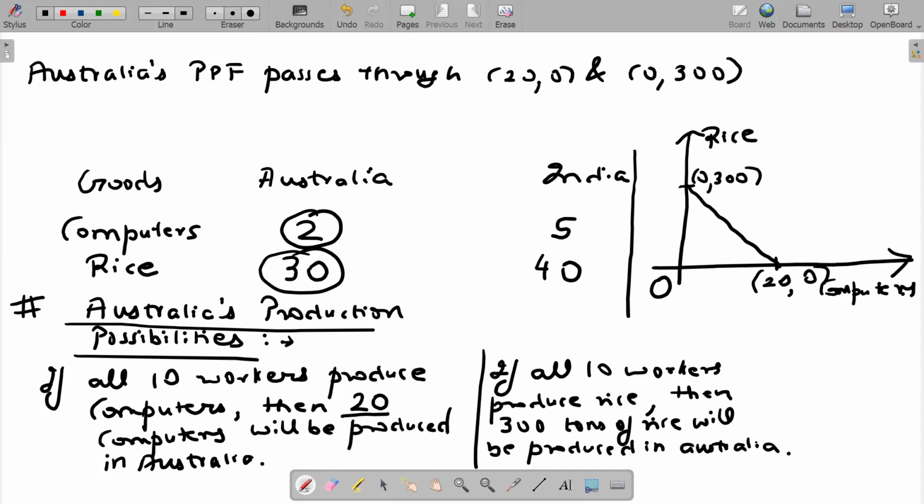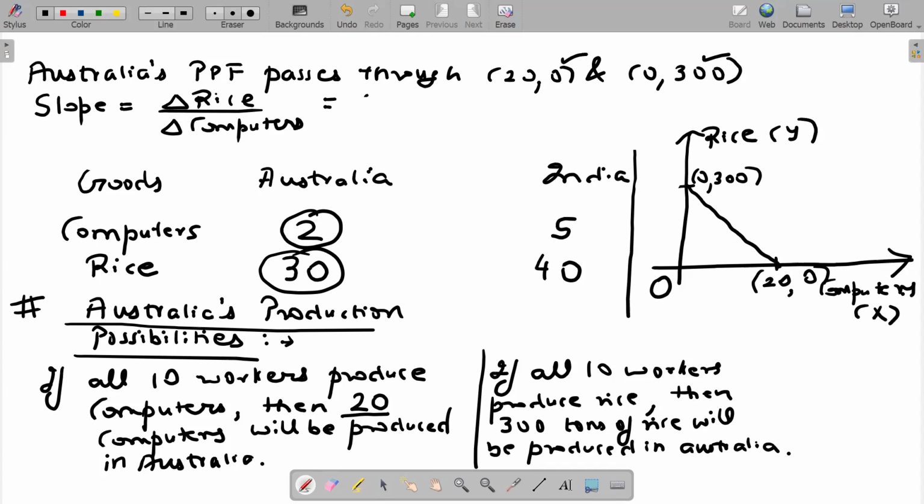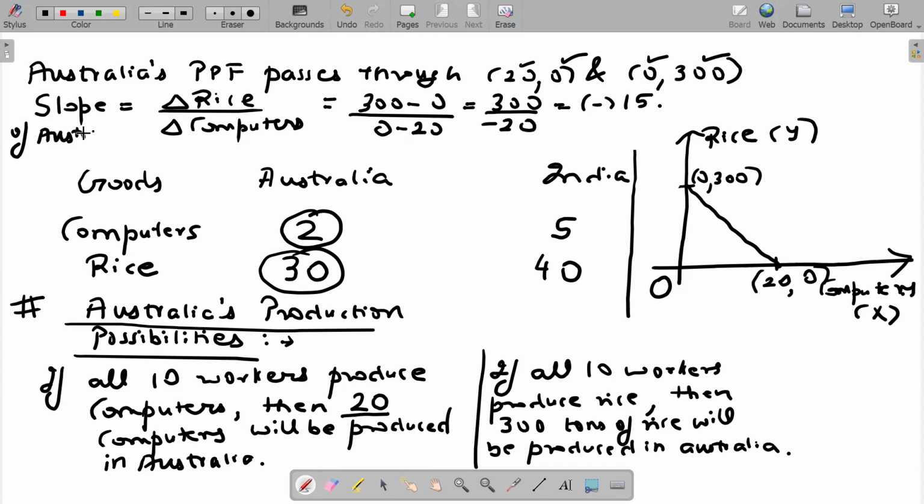How do I find the slope given 2 points on a straight line? Slope is nothing but change in rice over change in computers. It's always change in y over change in x, right? Rice is good y, computers is good x. So change in rice over change in computers is 300 minus 0 over 0 minus 20. So this is 300 over minus 20, which is minus 15. This is the slope of Australia's production possibility frontier.